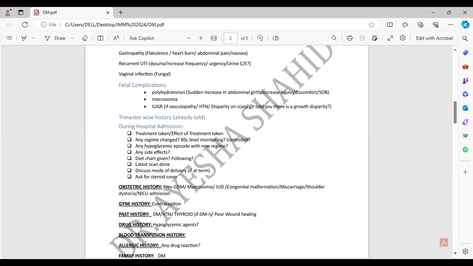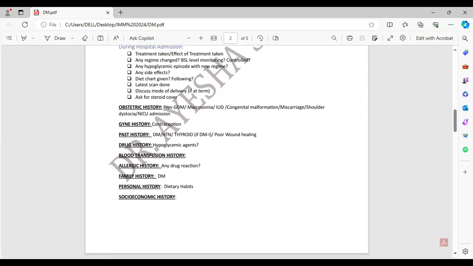Discuss the mode of delivery if the patient is approaching term and ask whether steroid cover has been given or not. In the obstetric history, inquire about the previous history of gestational diabetes, previous history of macrosomic baby, intrauterine death, congenital malformations, miscarriages, shoulder dystocia, or history of neonatal ICU admission.